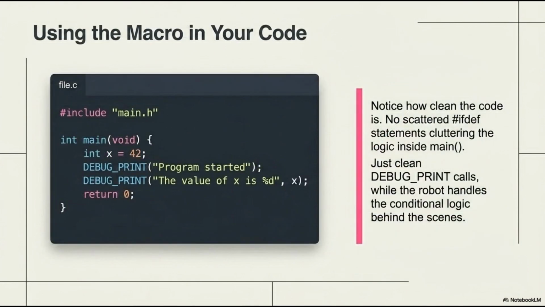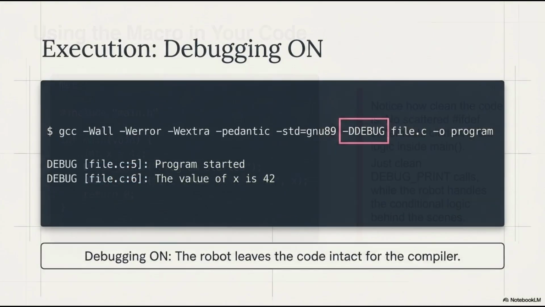Just look at how this transforms your actual C files. Inside main, there are absolutely no messy, scattered #if statements cluttering up your business logic. We just have these really clean DEBUG_PRINT calls. The robot is handling all the complex conditional logic behind the scenes, leaving your main file incredibly pristine and readable. And finally, Section 5, Execution and Professional Mindset. Let's run this code. So the code looks great, but how does it actually behave when we hit the terminal?